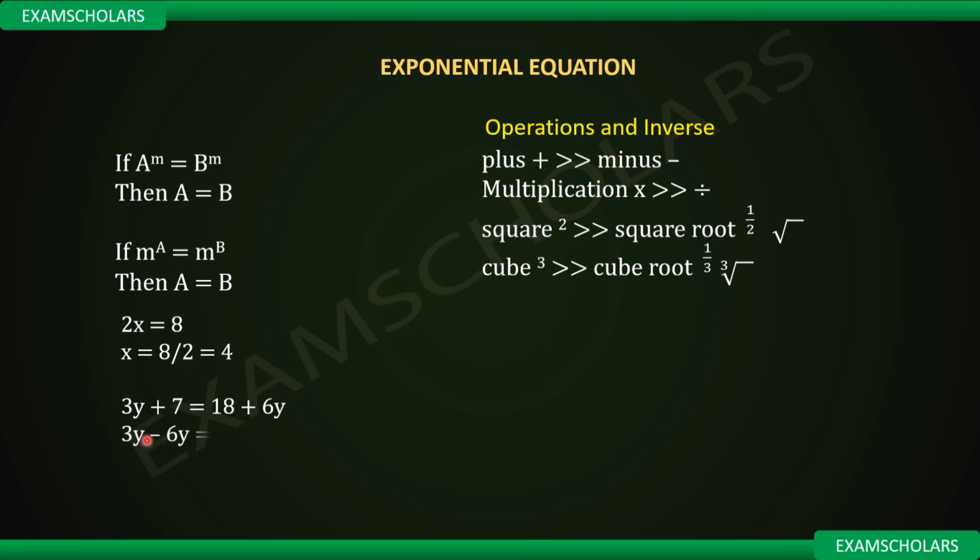So you have your 3y minus 6y is equals to 18 minus 7. What is 3y minus 6y? We have minus 3y. 18 minus 7, you have 11. Come back to this. You carry this minus 3 to this side, so it becomes divided. Or you divide both sides by minus 3. What is your answer? y is equals to 11 over minus 3. Now you can bring this minus up. Minus 11 over 3. That is the best way to solve linear equation.